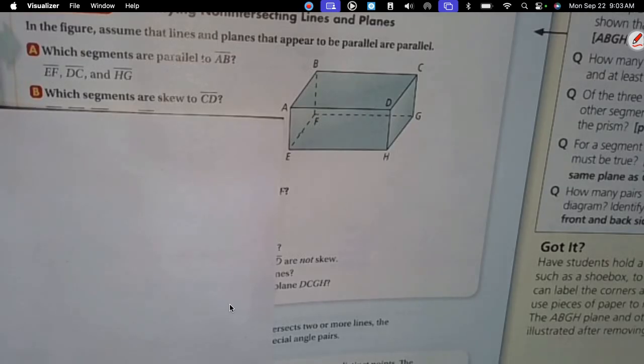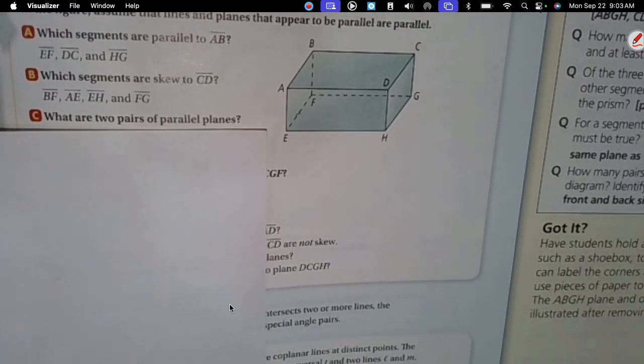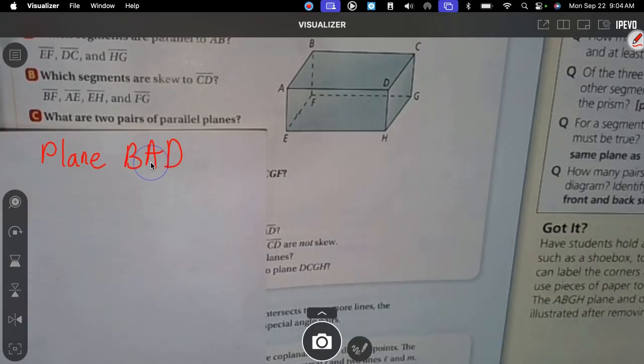Okay. Then the next question might ask for 2 pairs of parallel planes. Lots of different options here. So think of it as a box. What are on opposite sides, right? But the whole piece of the box. So tell me 2 planes that are parallel. How about plane BAD? You need 3 letters for a plane. If you need to, draw it. That's this one. What one's parallel to that? FEH. And FEH, there you go.